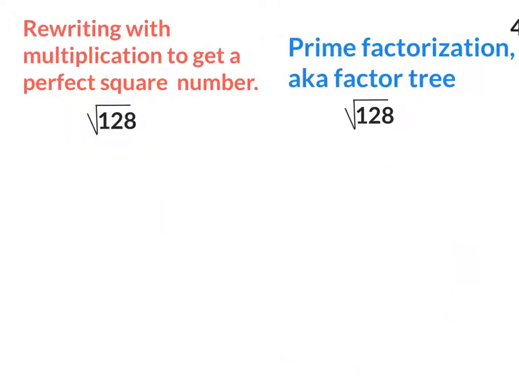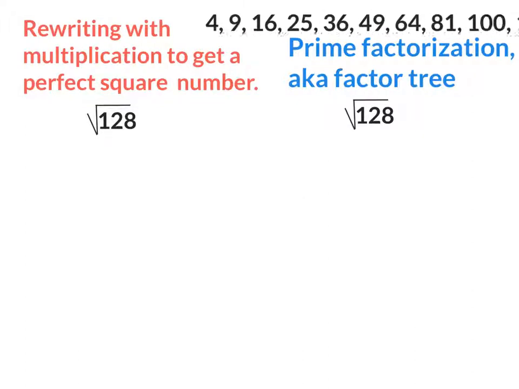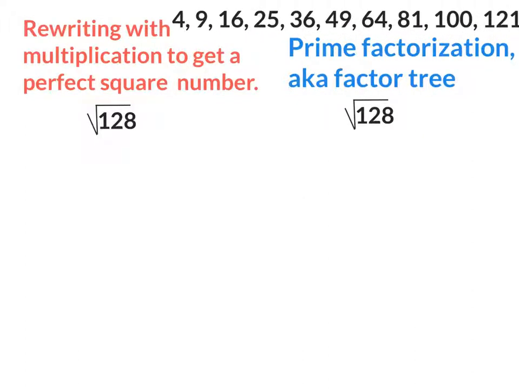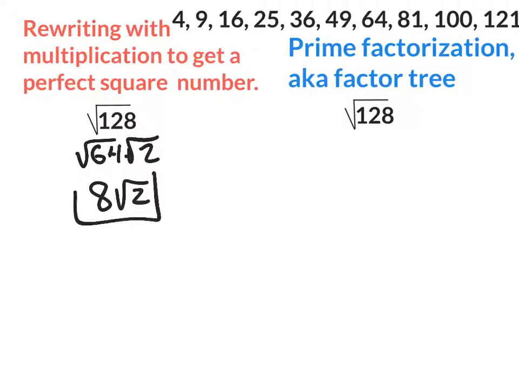128. In order for me to break it down with perfect square numbers, I need to see my list. So when you look at your list, it's pretty easy. What number are you going to use? 64. 64 times 2 is 128, right? Split the root, you'll get 8 square root of 2, and you're done. Of course, without this list, I wouldn't be able to see that it's 64 times 2.